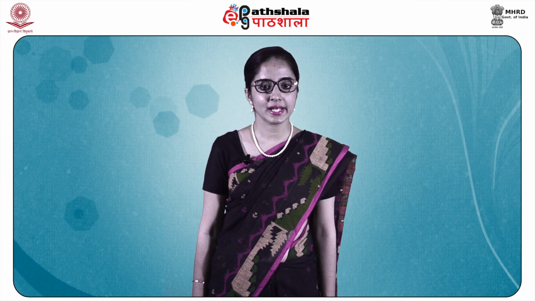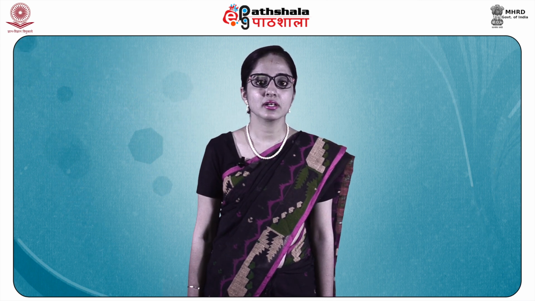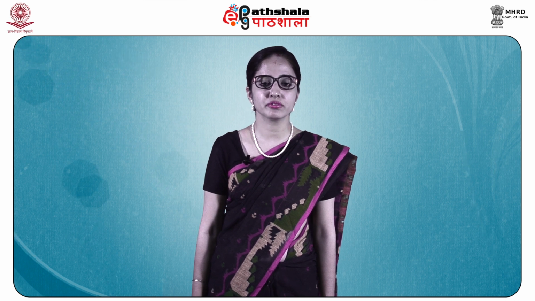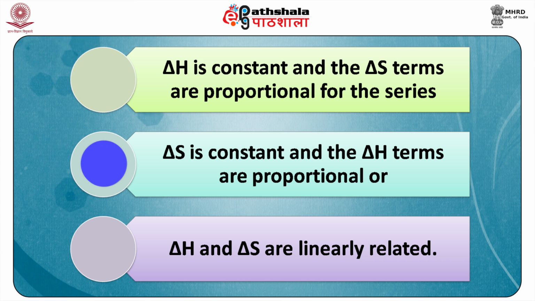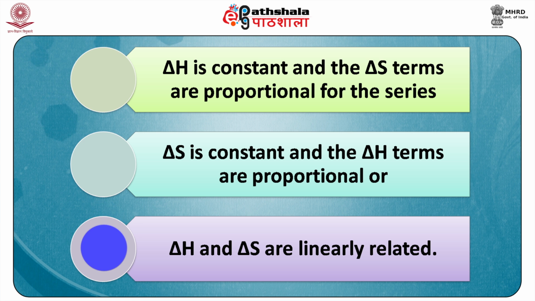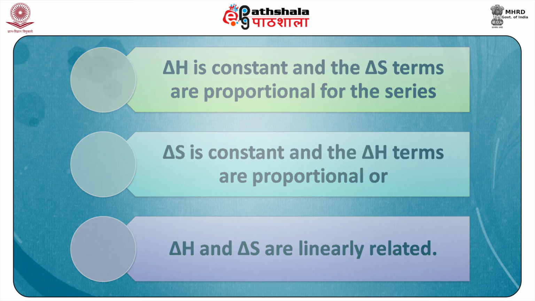Since delta G and delta G double star are combinations of enthalpy and entropy terms, a linear free energy relationship between two reaction series can result from one of three circumstances. The first circumstance is delta H is constant and the delta S, that is the entropy terms, are proportional for the series. Second circumstance may be delta S is constant and delta H terms are proportional. Third circumstance may be delta H and delta S are linearly related.